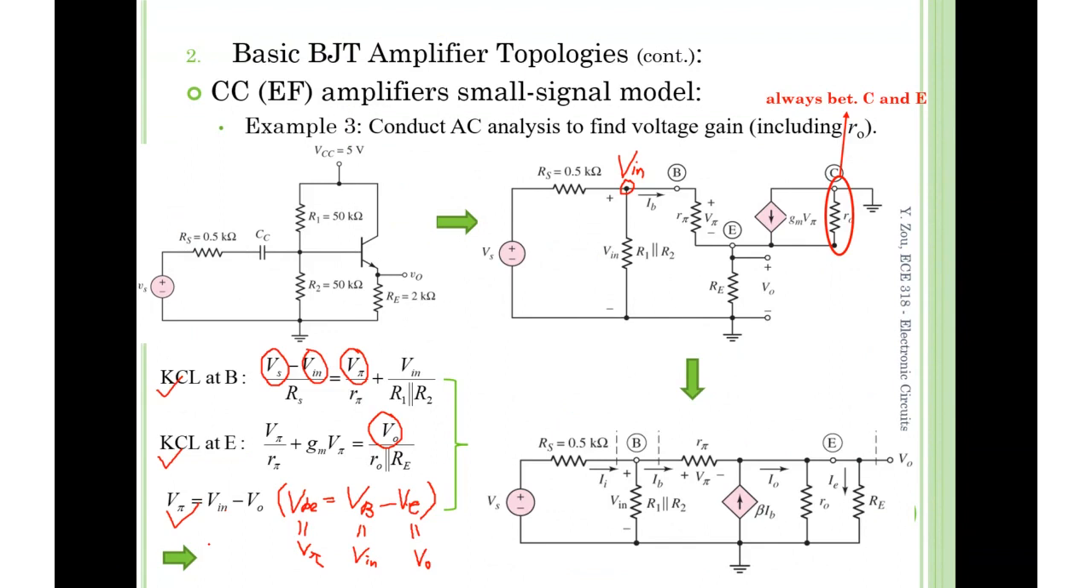Between 2 nodes, the voltage potential is equal to the voltage at the first node minus the voltage at the second node. Both are with respect to the ground. So this is what it means.